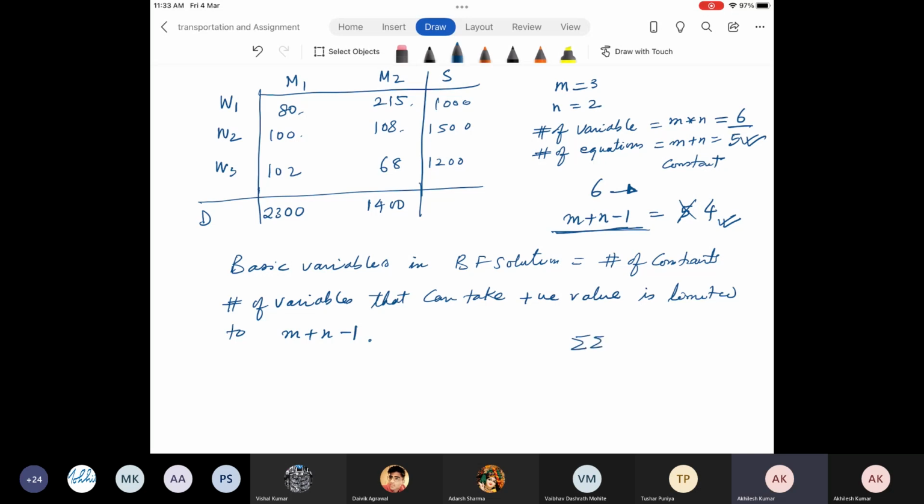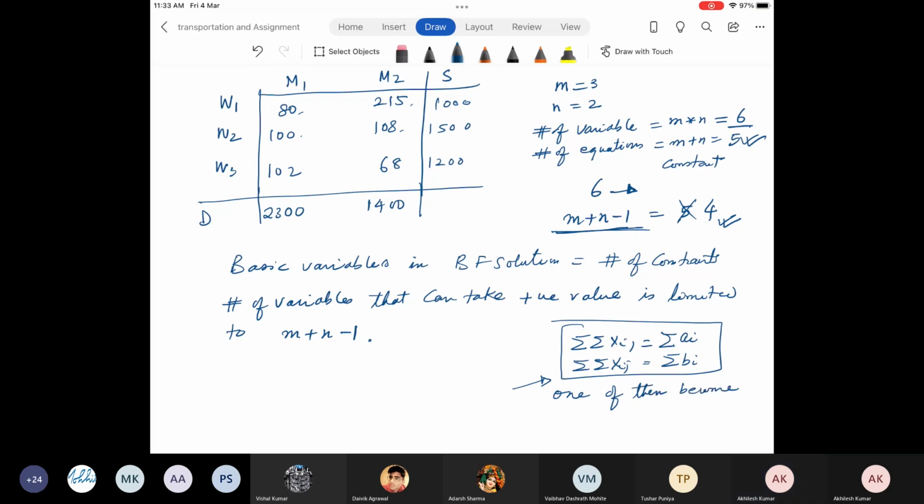What is the double summation of xij equal to? If I add up all the decision variables, what will this be equal to? All the supply, yes sir, because it's a balanced transportation problem. If I add up all the, it is also equal to the total demand because it is a balanced transportation problem. What will this lead to? I have 5 equations, but one of them becomes redundant. Do you agree? One of them becomes redundant.